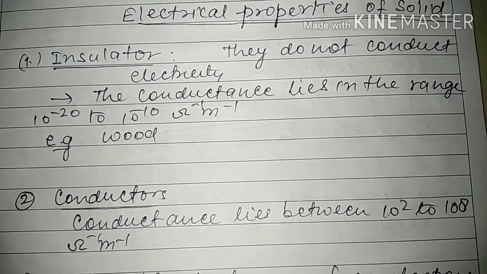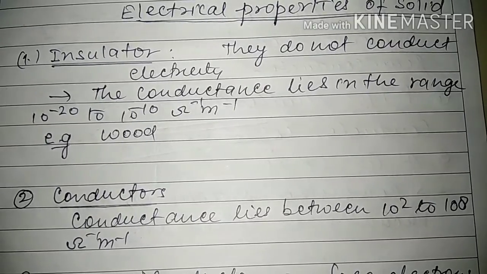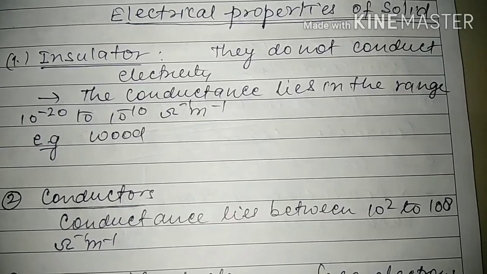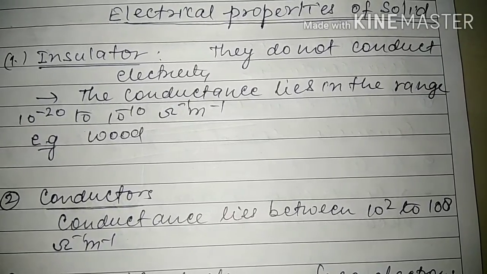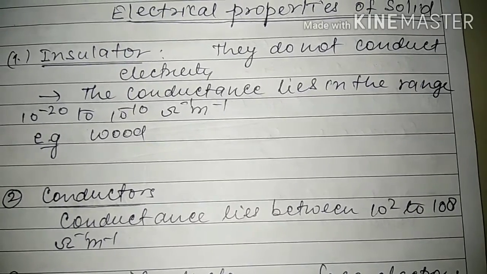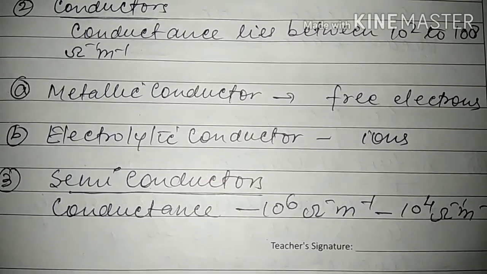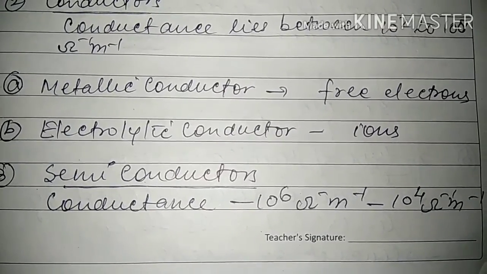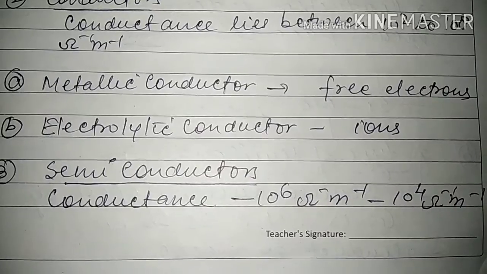Now an example is wood. Now the second one is a conductor. A conductor has a conductance between 10^2 and 10^8 per ohm per meter. Clear? And conductors are of two types: metallic conductors, which have free electrons, and electrolytic conductors, which have ions.